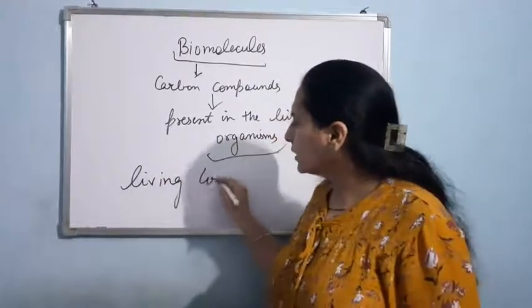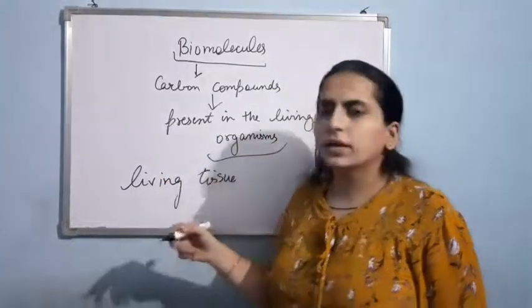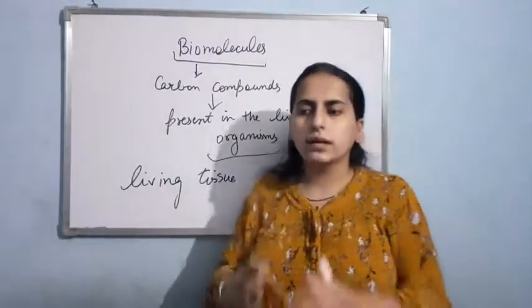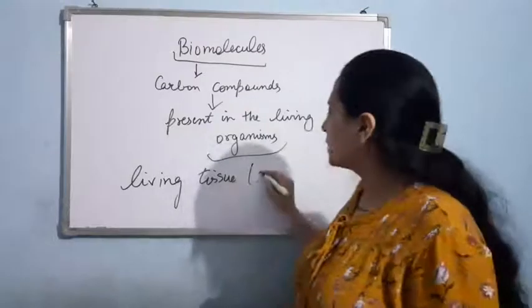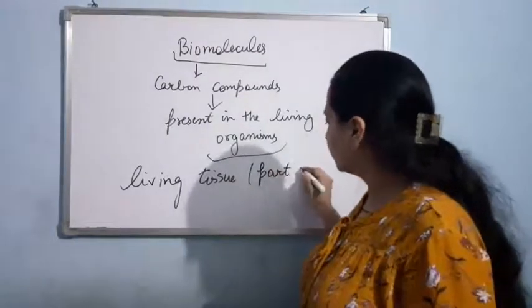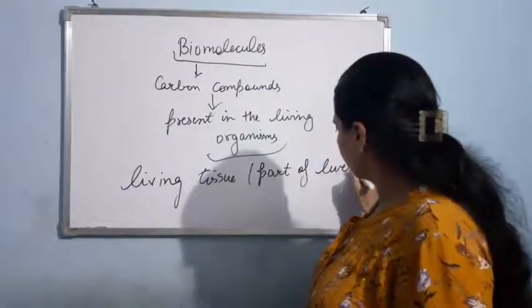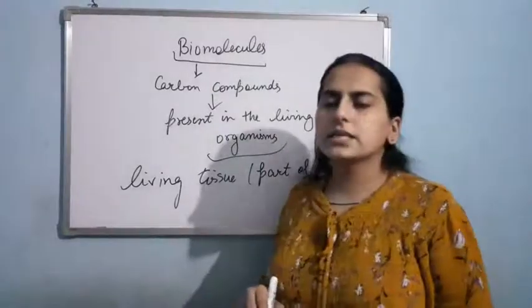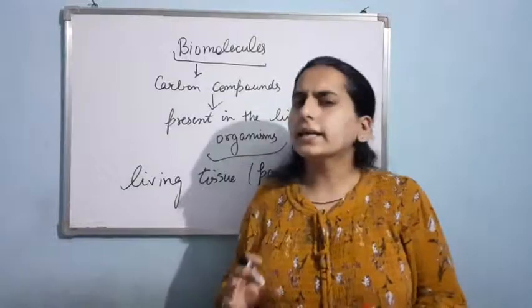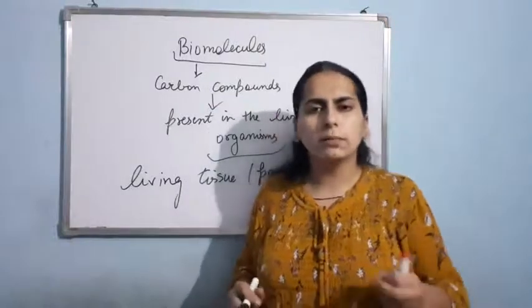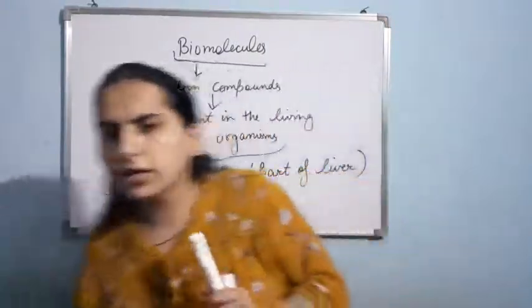Take a living tissue. This tissue could be a leaf. It could be any part of your liver. So suppose I have taken the part of liver. You can just take the leg of chicken. So you can take any piece of living being, any part of the living being.